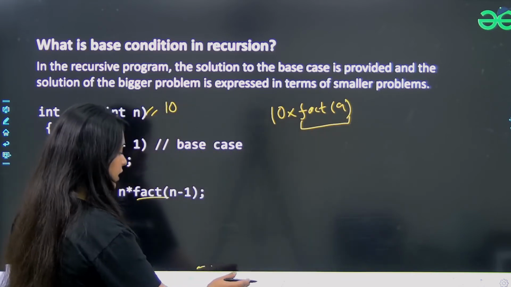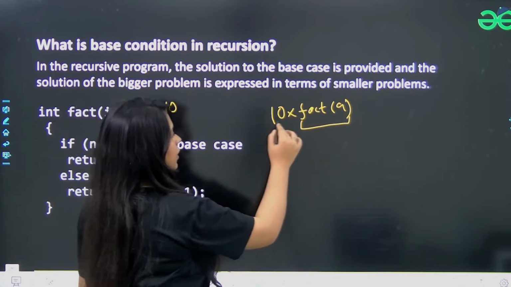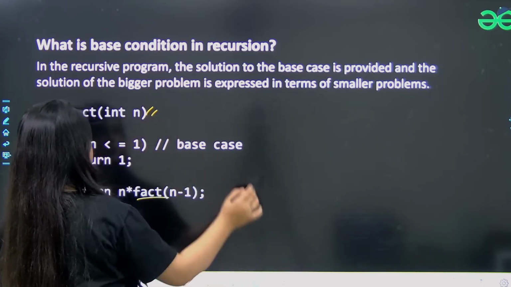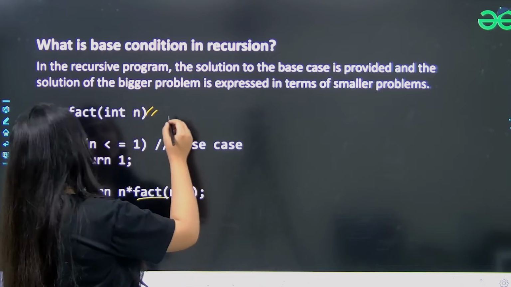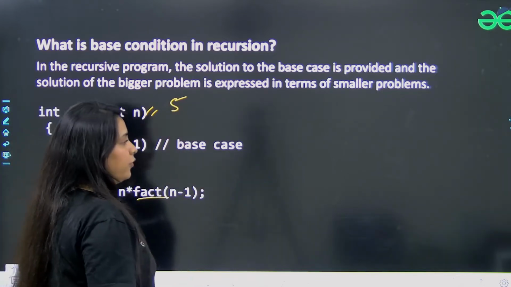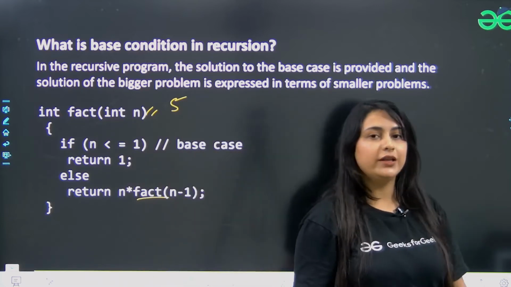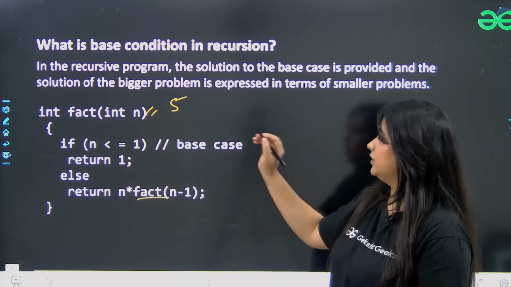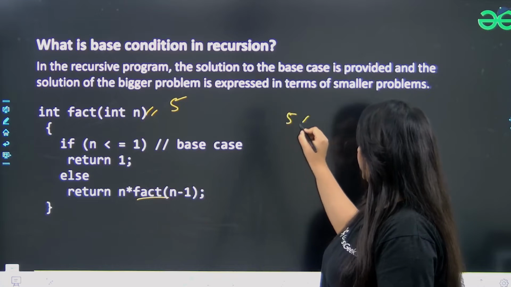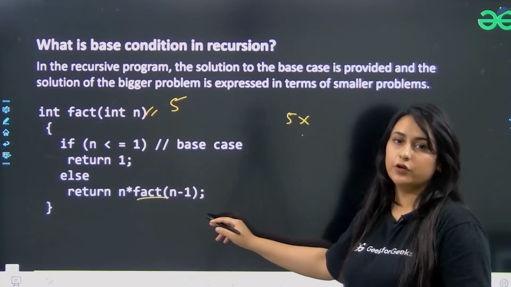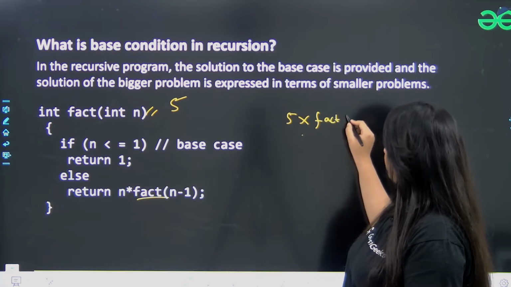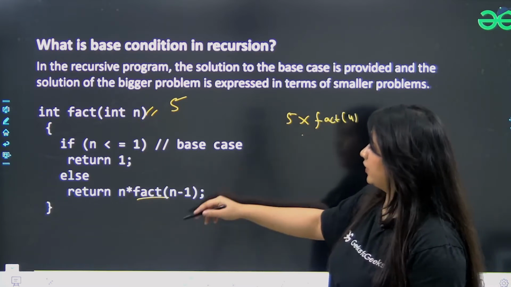So let me make it a little smaller. Let's take a smaller example, an example of 5. I will calculate the factorial of 5. To calculate the factorial of 5, I'll come to this line and write 5, and say just go and find the factorial of 4. So I will call fact of 4. Now this function will be called again.